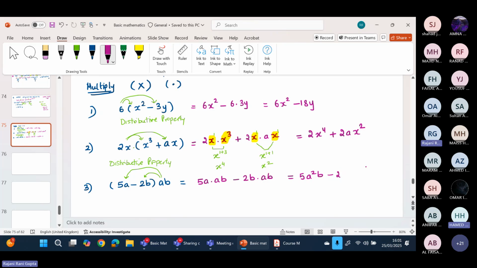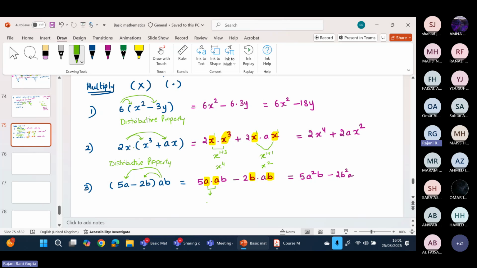2b, yeah, this question is for everyone. 2b power 2 and a, same like we did earlier. So here what you are doing, you have a and a. Here you see b and b. How many times b? B is 2 times, a is 2 times.